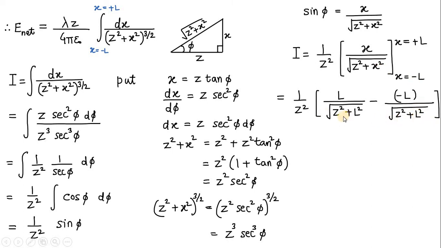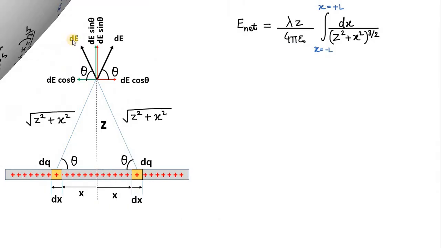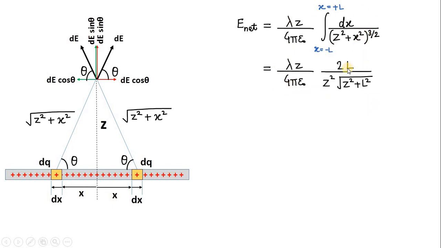Does it become 0? No, of course not. You see, minus becomes plus. So we are actually getting 2 times L in the numerator, 2 times L upon root z square plus L square, and this 1 upon z square comes here. So finally we have evaluated the integral fully with the limits. Just put it in front of this constant. So net electric field, we are going to write here, is lambda z by 4 pi epsilon naught, and this integral we found just now, 2L upon z square root z square plus L square.